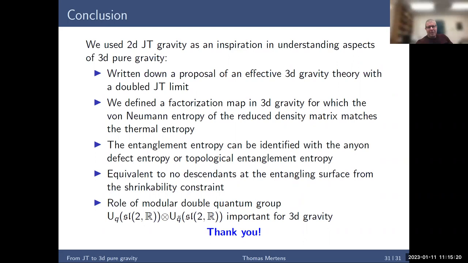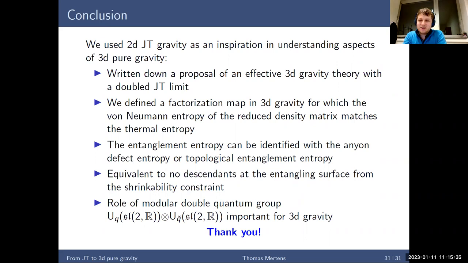Actually, maybe something quick. I probably know the answer to that. This quantum group that you talk about, there's also another one that appears in double scaled SYK. It's not the same one, right? It's not the same one. And this is something that I'm also trying to understand.